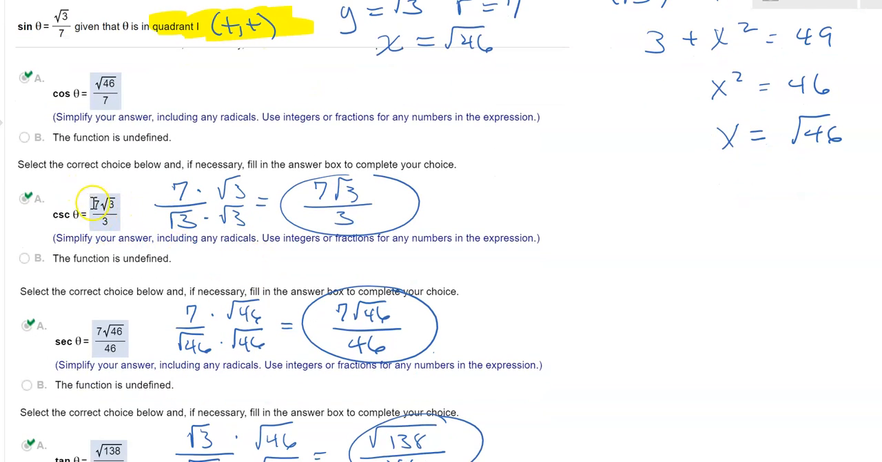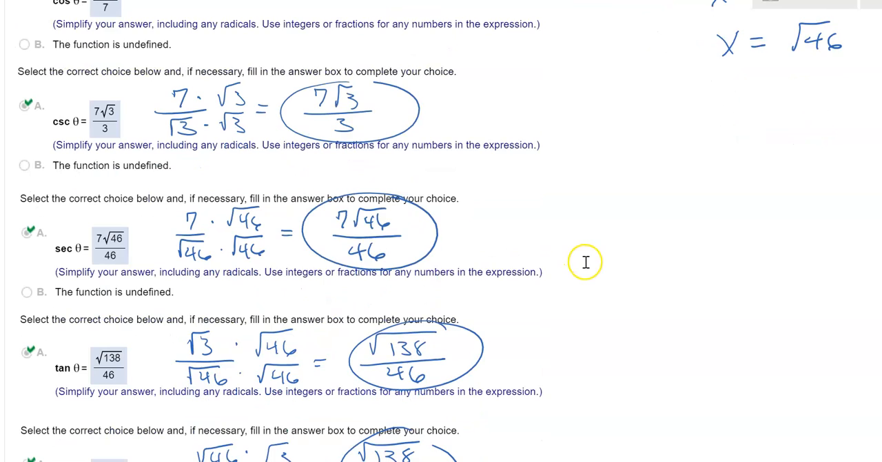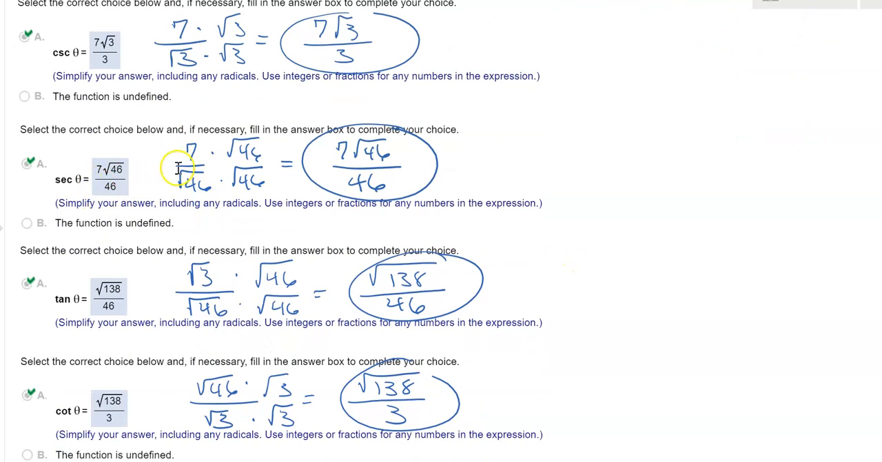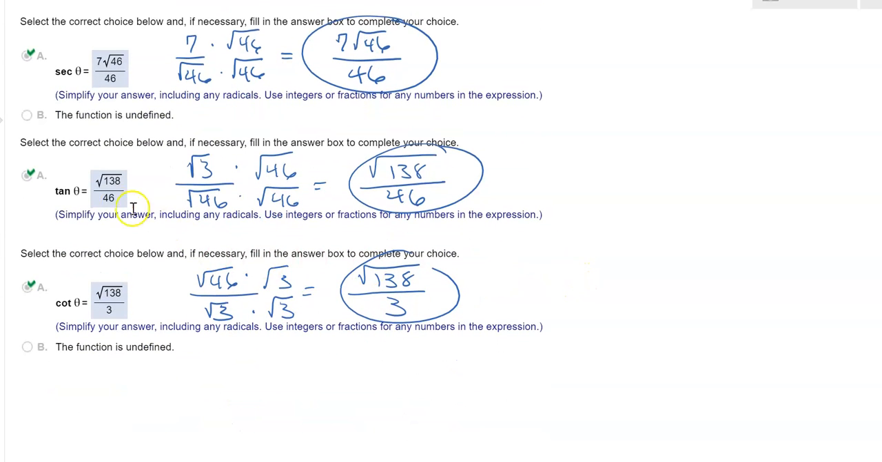Here, we have cosecant, and so this is where we have 7 over root 3. We can't leave it like that, so we have to rationalize. Same thing here with secant. I have 7 over root 46. We need to rationalize. And in tangent and cotangent, we start with y over x, which is root 3 over root 46. I multiply here.